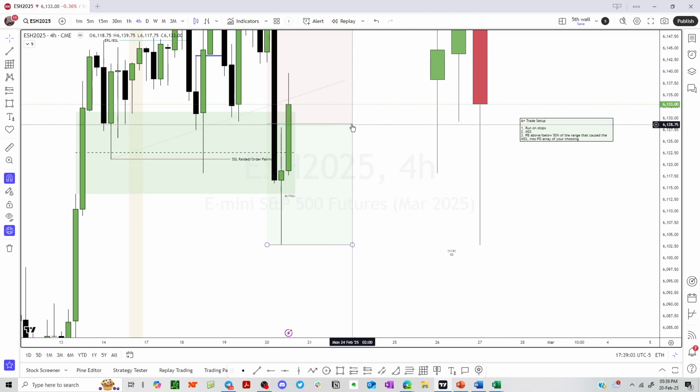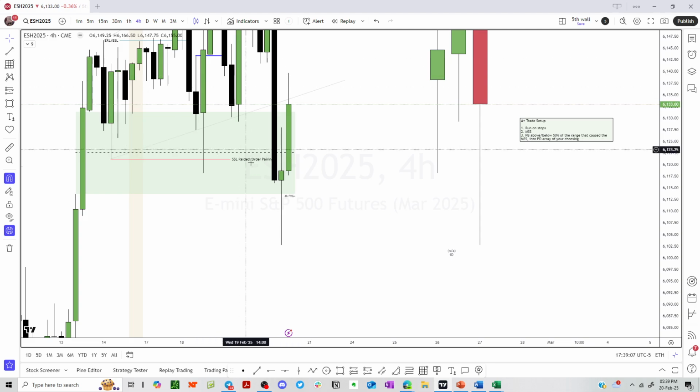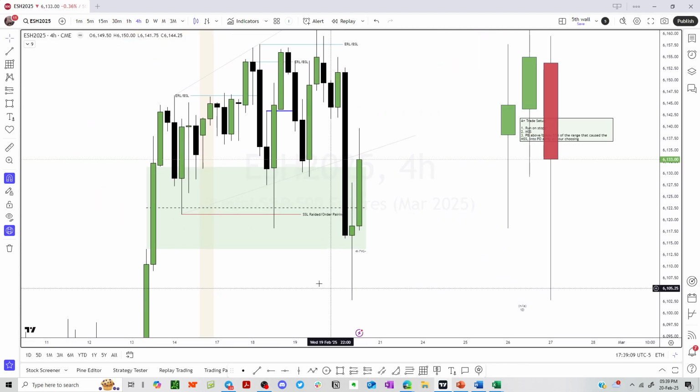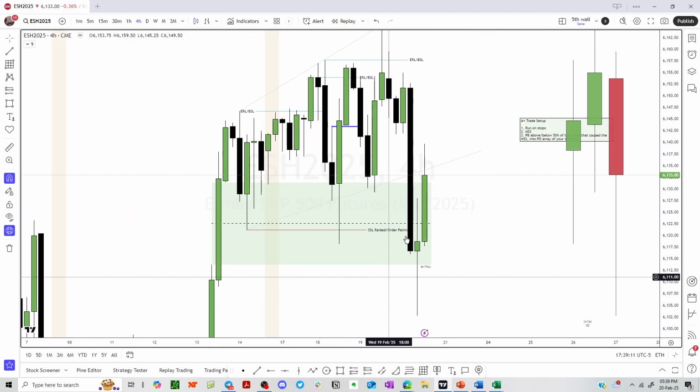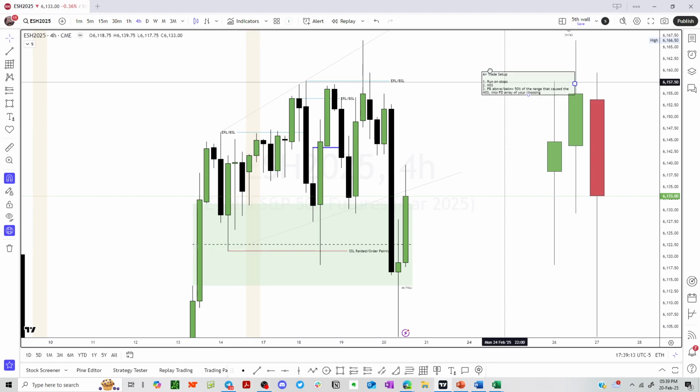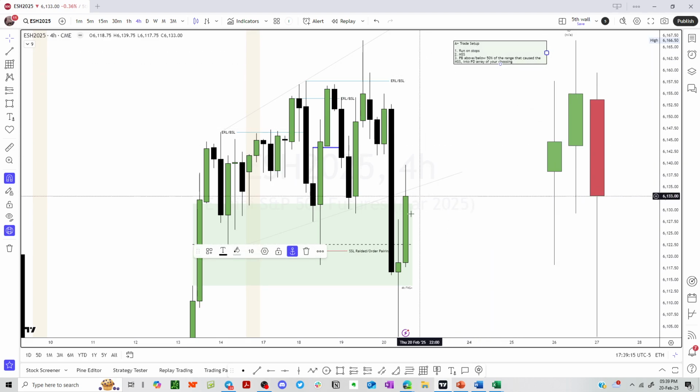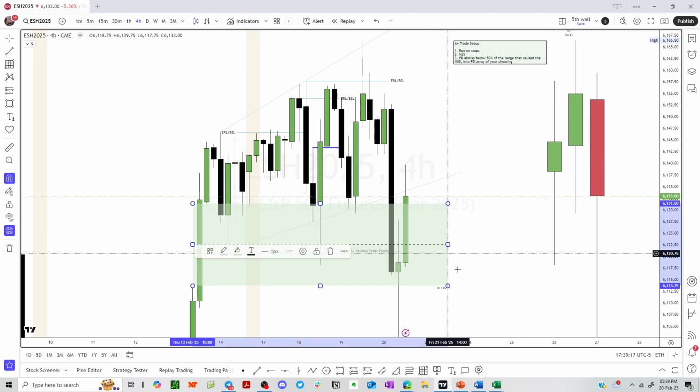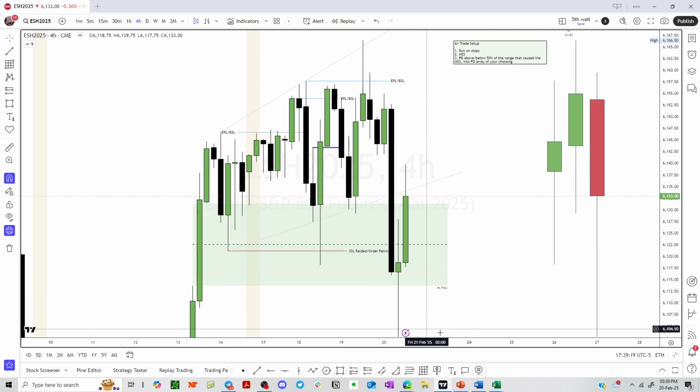Everything else, you need to generate multiple possibilities for price to potentially go, and trade the setups that you have the highest probability of success with.